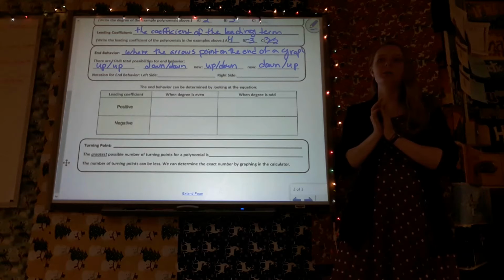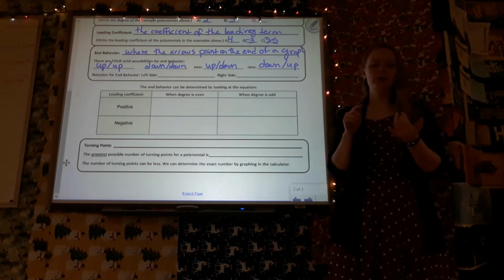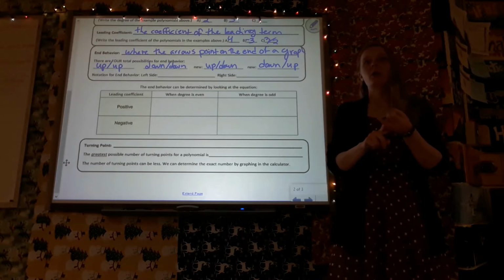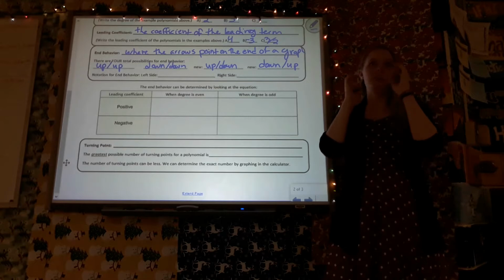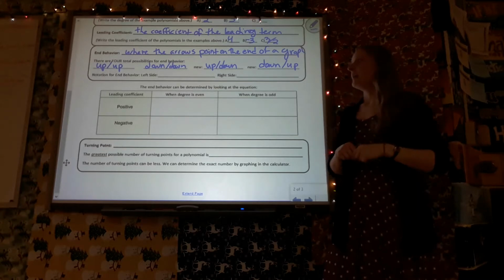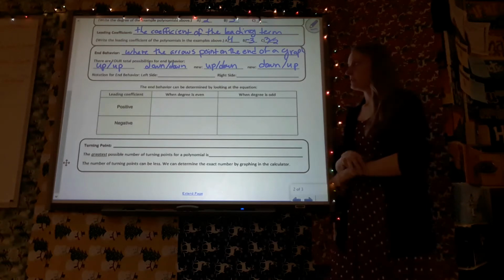There are 4 total possibilities for end behavior, and you guys are going to need to be able to recognize what the end behavior is by looking at a picture or by just looking at the equation. What we've done up until this point is just looking at a picture and seeing the end behavior, which is really easy. You can see, oh, that's pointing down, that's pointing up. Now what you guys need to be able to do is just look at the equation and be able to figure it out. And I'm going to show you how to do that in a second.